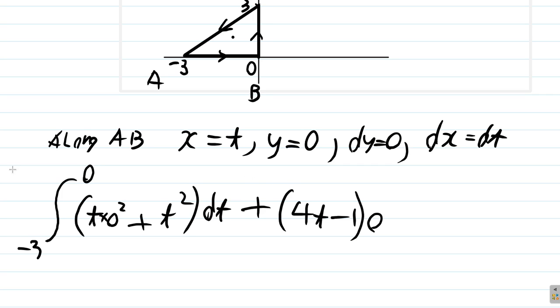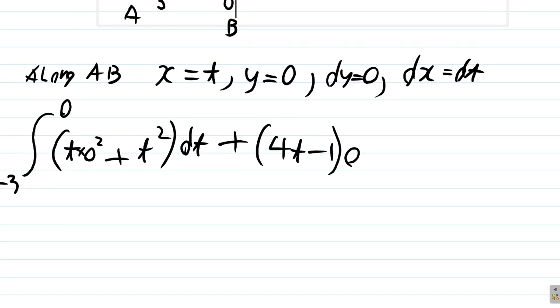Now, what do you get when you do this? This is equal to the integral from -3 to 0 of t times 0 squared, which is 0. So what you have is t squared dt. But guess what? You have 4t minus 1 times 0. See that? So this amounts to 0. This is gone. So you're going to work this part out.